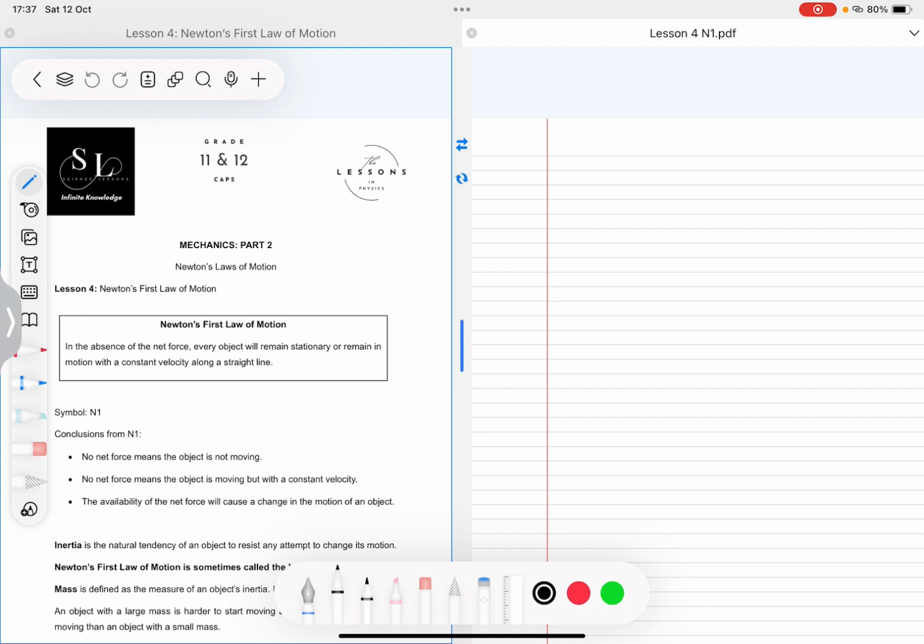I believe that as you went through those lessons, they came as a revision to you and maybe rectified some of the concepts that may have been confusing to you. So let's begin with lesson 4.